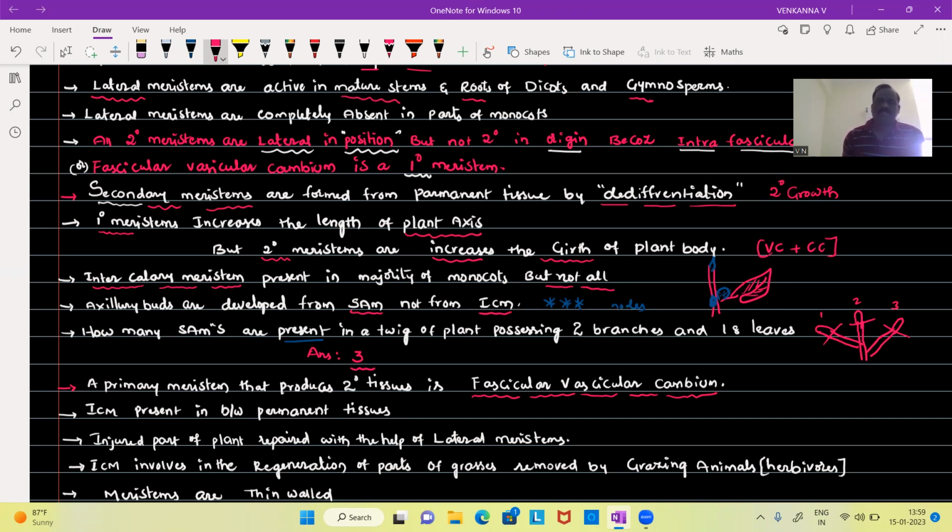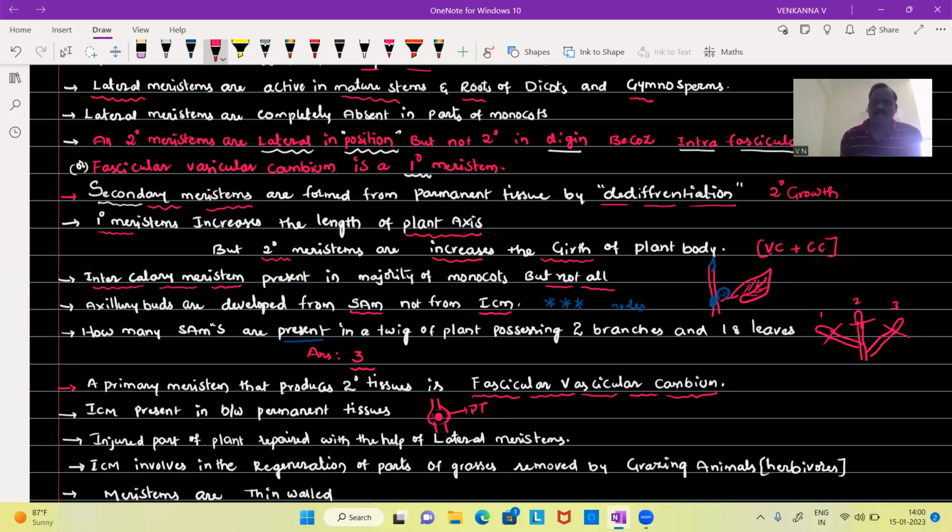Intercalary meristem is present in between permanent tissues. Already we know about that. At the place of a node, for suppose if we see this is a node, the intercalary meristem is located here. But around the intercalary meristem, what is present? Permanent tissues. So intercalary meristem is present in between permanent tissues.